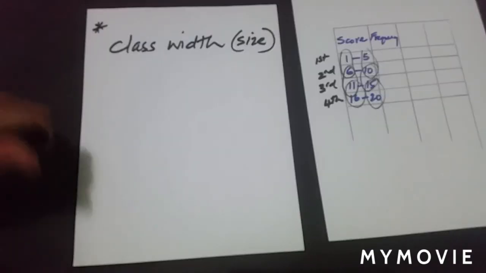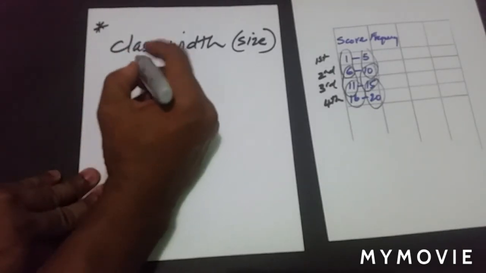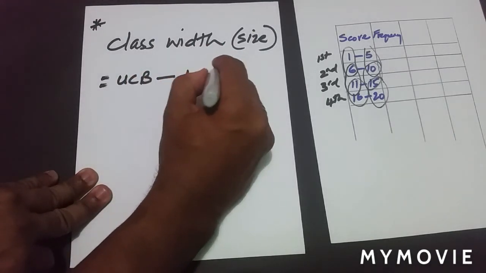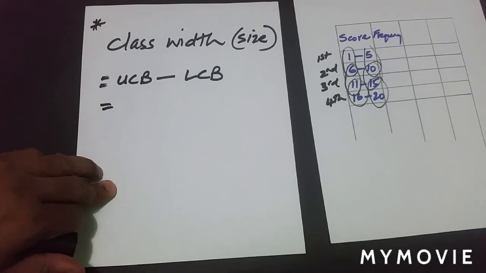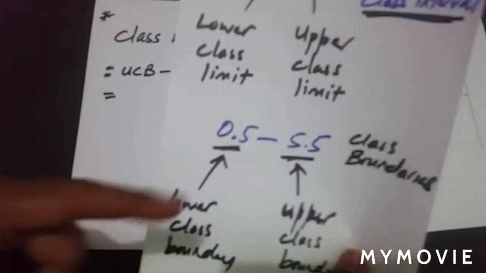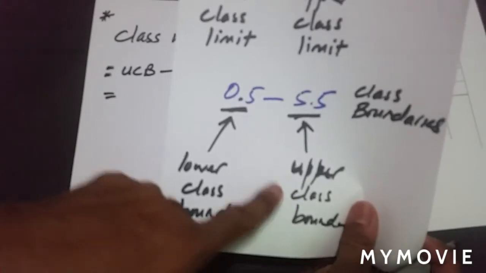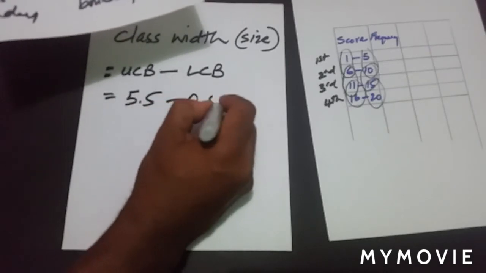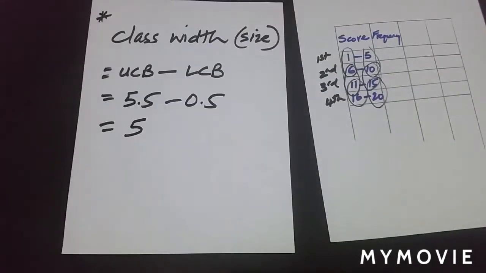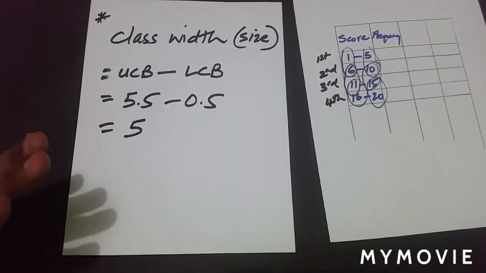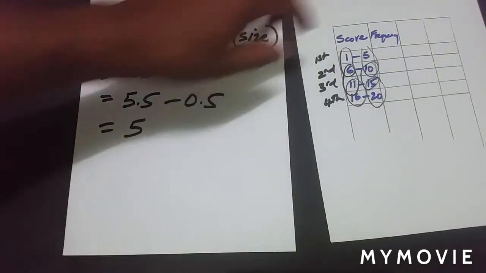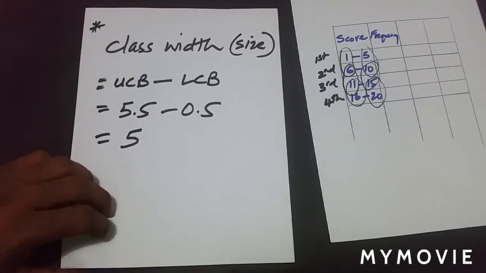But if you want the official formula for class width, it is upper class boundary minus lower class boundary. You remember when we discussed this? Here's the upper class boundary, here's a lower class boundary. So that would be 5.5 minus 0.5, which is equal to 5. So the class width for these groups would be 5, not 4. If you want to quickly know, subtract these numbers here and you get the class width immediately.